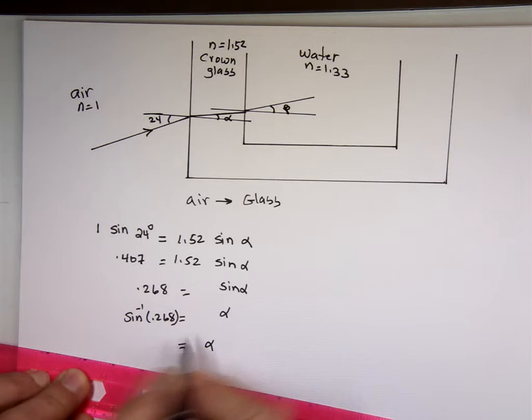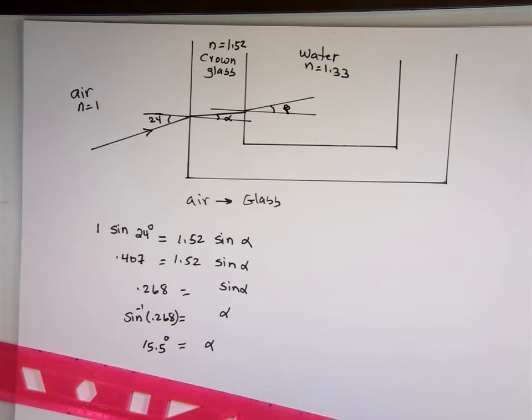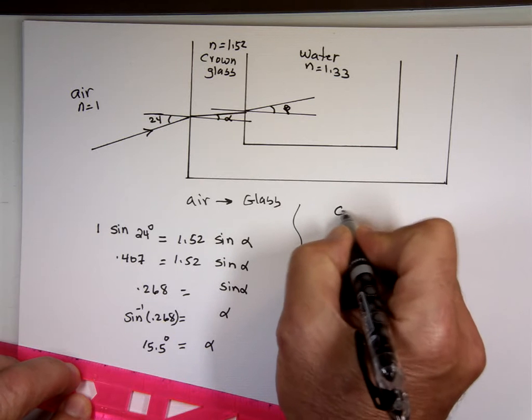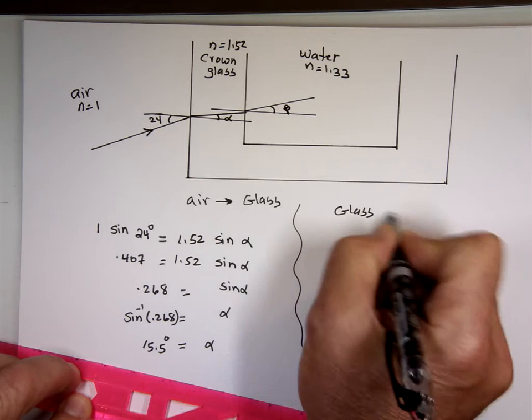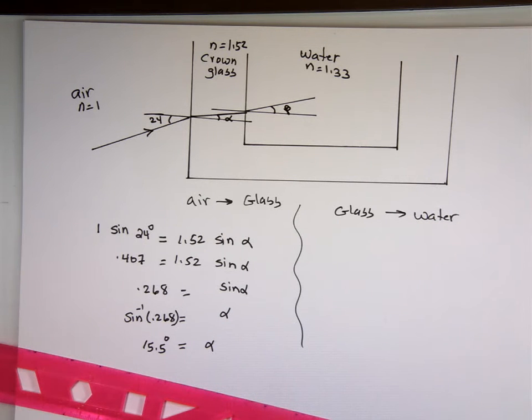It's 15.5 degrees. So when it goes through the glass, that angle is going to be 15.5. Now after that, the beam is going to go from glass to water, right? So what's going to happen? Let's see what beta is.